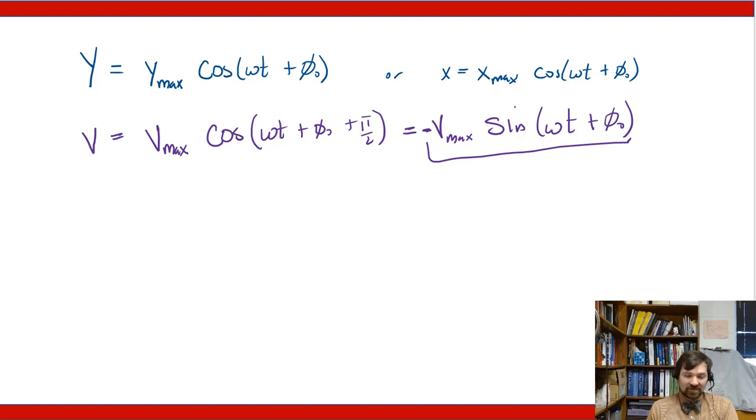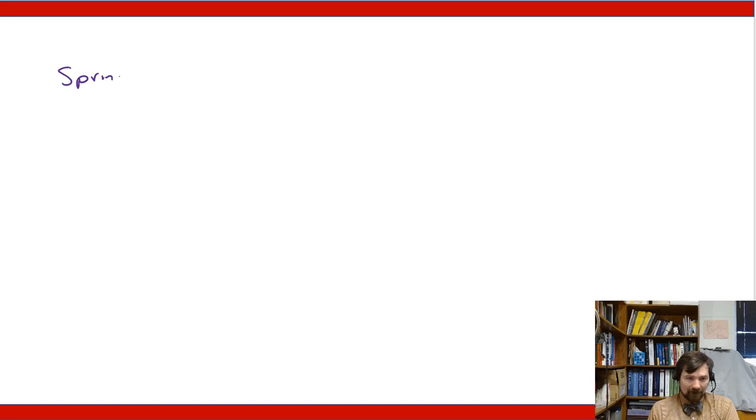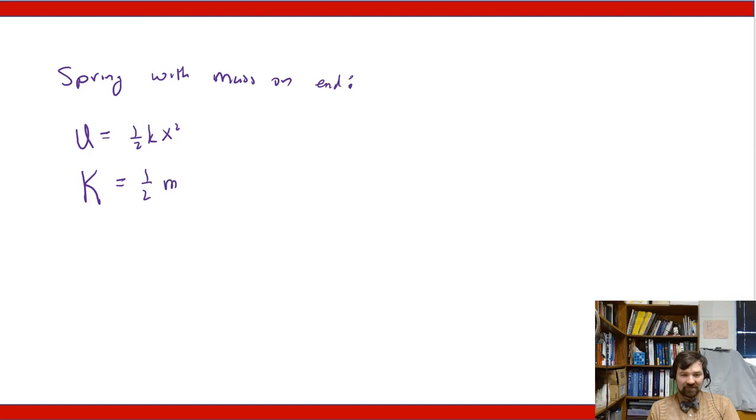The answer is yes, because you have conservation of energy. Let's consider a spring. Okay, so a spring with mass on the end. The energy for this system is given by potential energy U equals 1/2 kx squared, and by kinetic energy, capital K, 1/2 mv squared. And if energy is conserved, this basically means 1/2 kx squared plus 1/2 mv squared must be constant.